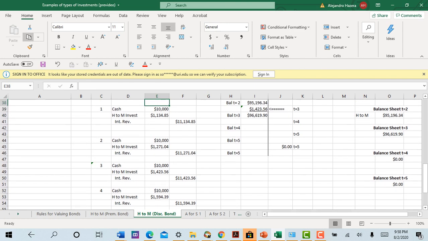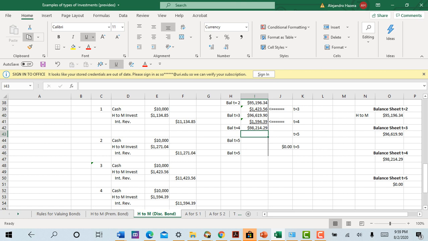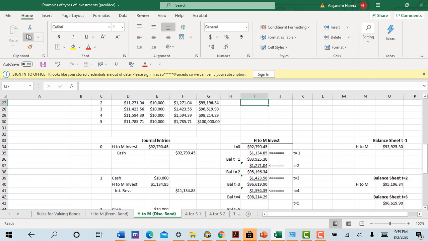Okay, and I'm just putting these arrows here as a way of saying this is when this entry was made. The space is a little tight there. So this last entry is a debit for 1594.39, and our new carrying value is 96,619 plus 1594, which gives you 98,214.29, which I always like to check as the carrying value.